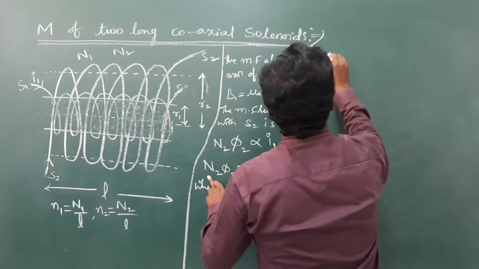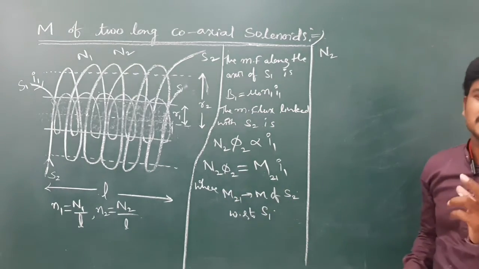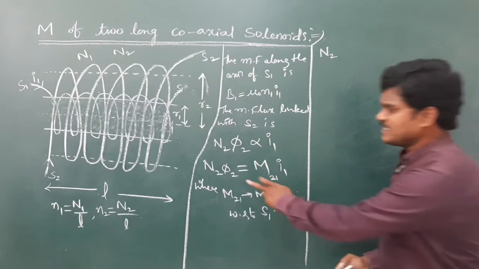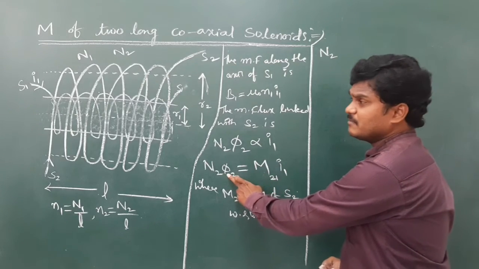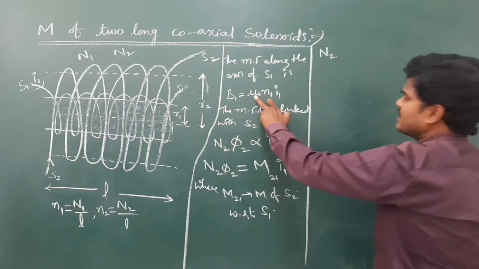Okay, and see here M21, and let us extend this one. N2 phi 2, nothing but, what is phi 2? Flux is nothing but BA. What is B? B is possible because of this one, because of S1. So B is nothing but B1.